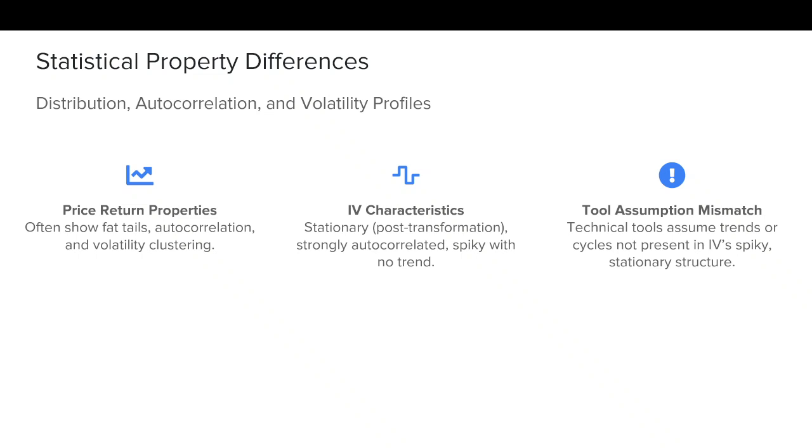So statistical analysis reveals further distinctions between stock price and IV behavior. Return series from price data are well known for their fat tails, persistent autocorrelation, and volatility clustering, characteristics that make them somewhat predictable and trend sensitive. IV, however, operates on a different statistical plane. After transformation, IV series are often stationary, strongly autocorrelated, and exhibit sudden spikes. These spikes are not followed by continuation, but rather reversion, giving the series a non-trending profile.